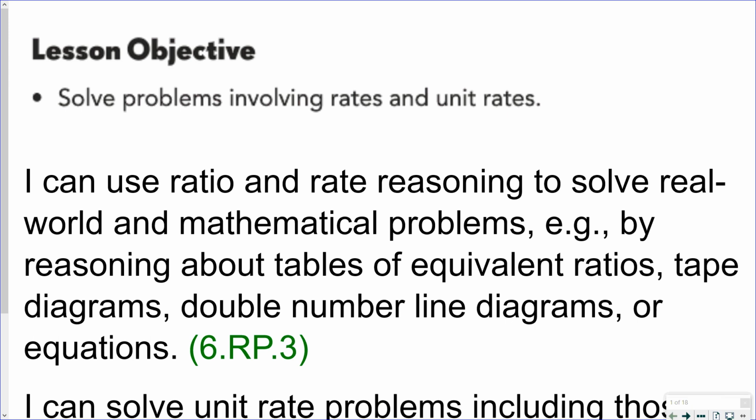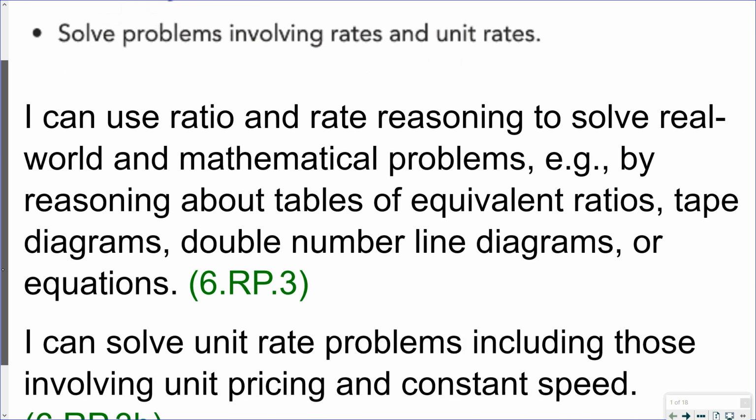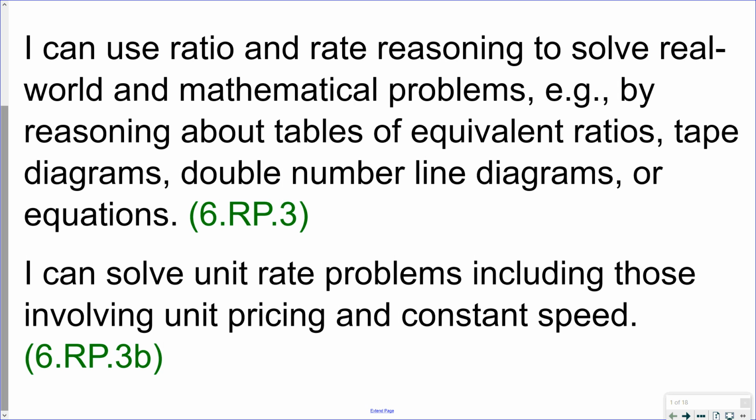Today we will be solving problems involving rates and unit rates. In this lesson, we'll address the following two standards, 6.RP.3 and 6.RP.3b.